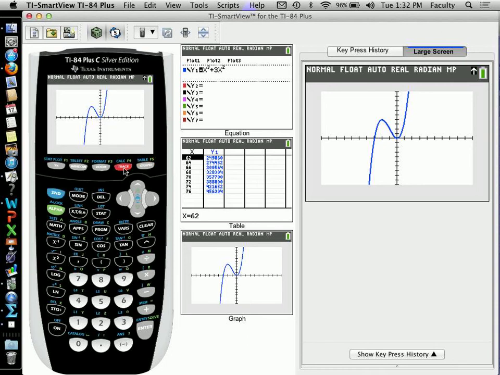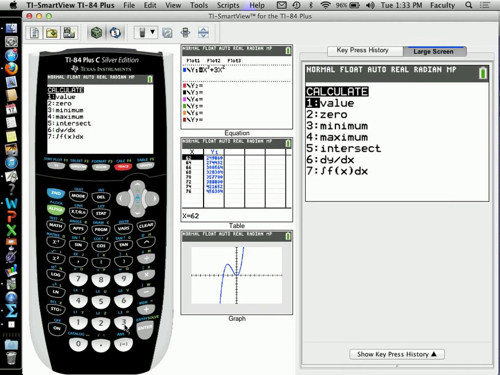So I'm going to do second trace, and I'm going to do the maximum first. I'm going to start on the left side of the graph. Press enter, enter, and on guess just press enter. So I'm getting a maximum at negative 2, 4. So just jot that down for now. We'll make a little sketch. And then do second trace. We'll get the minimum.